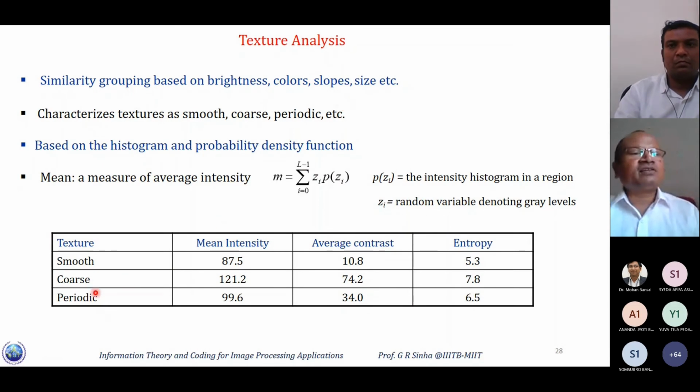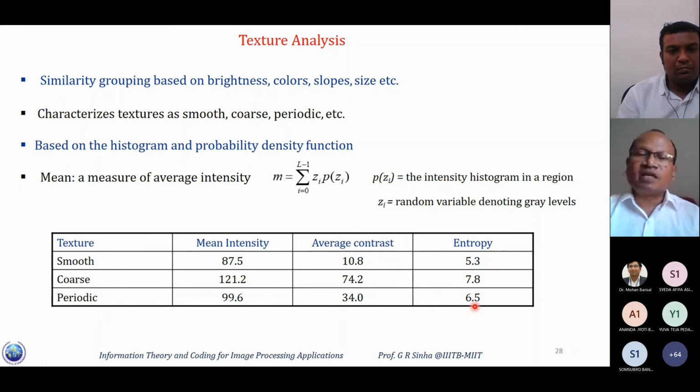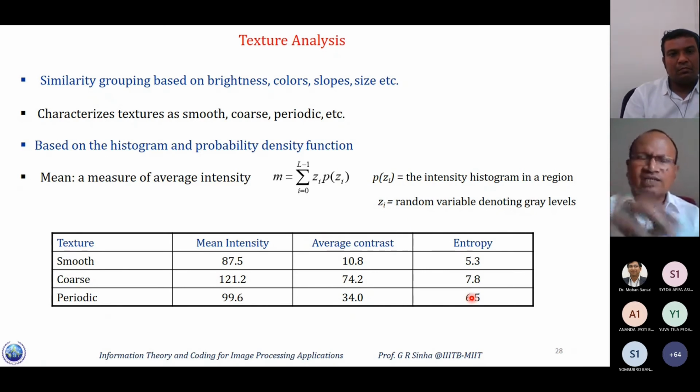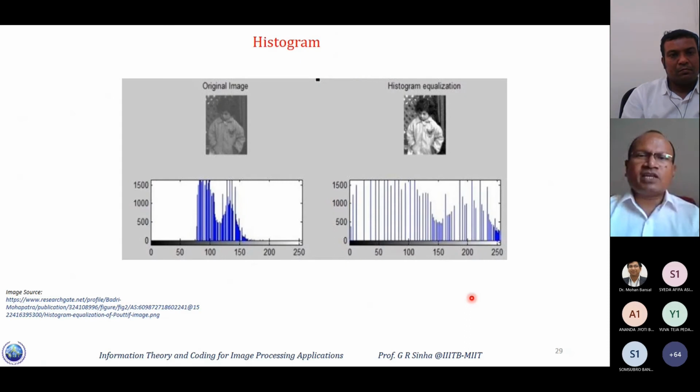removed. Like, there are 3 areas: smooth area, coarse area and periodic area, with their mean intensities, their contrast, and their entropy. So you can find for a smooth area, entropy is less. For coarse area, entropy is 7.8. And for periodic, where the repetition is there, it is a medium entropy. So the reason for including all these concepts is to explain to you the role of entropy and information theory.